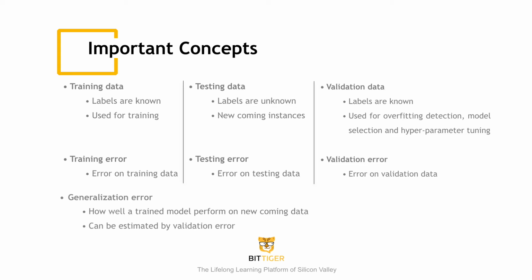Apart from training and testing data, another kind of data is validation data, which is used for evaluating the quality of the trained machine learning model. Like training data, all instances of validation data have labels. Error of a trained machine learning model on validation data is called validation error. Generalization error is the testing error of a trained machine learning model. It describes how well a trained model performs on new incoming data, which can be estimated by validation error.